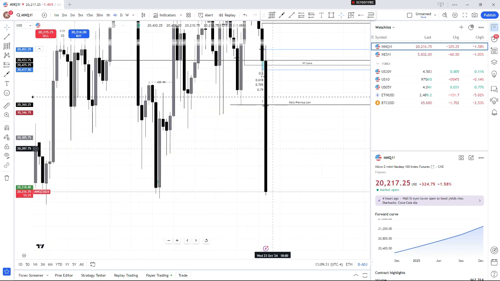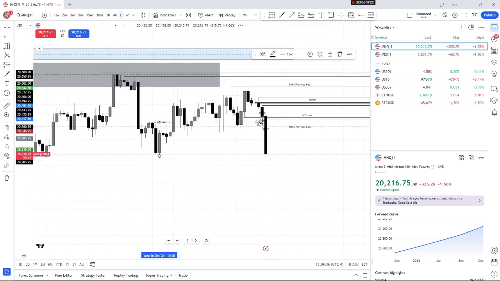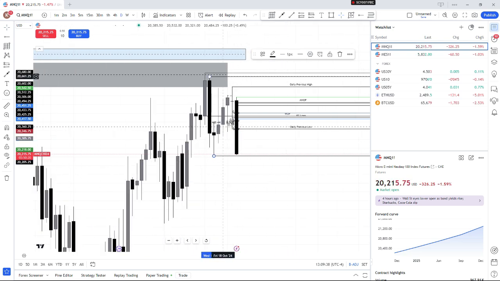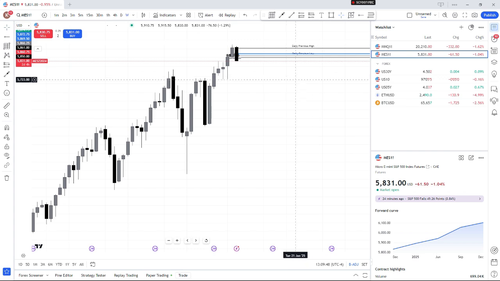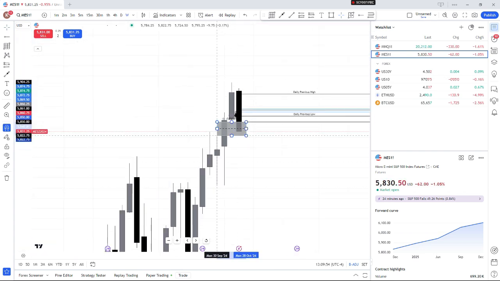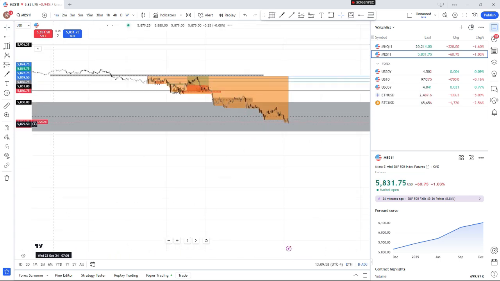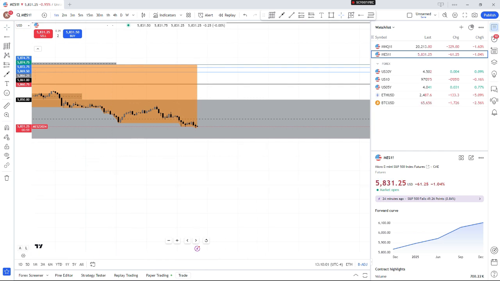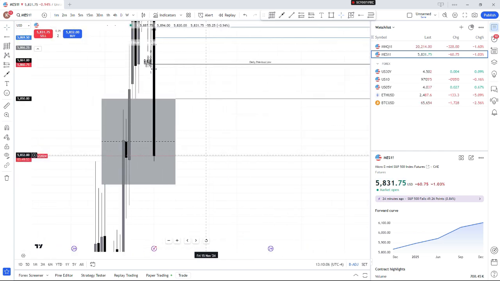But I do think for tomorrow, we might see a potential push to the upside, just based on how much sell side liquidity has been swept. We're going to get the sweep of this low, and then maybe a potential push to the upside. On ES, we can see that we've now entered a weekly fair value gap, so who knows? We could see a potential push up from that. We're in this daily order block as well.